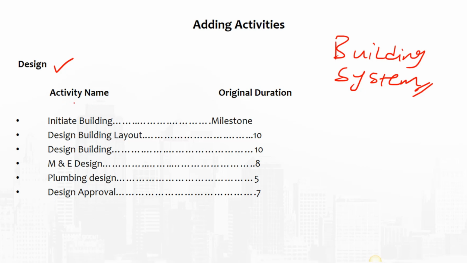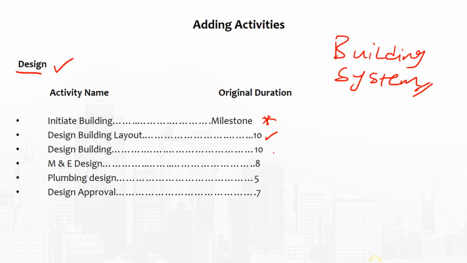So these are now the activities that we're going to be inputting under each of those work packages. Under the design work package, we're going to have this set of 6 activities, which includes initiate building system, which is a milestone task. So we'll learn how to create milestone tasks. Then design building layout, which has a duration of 10 days.